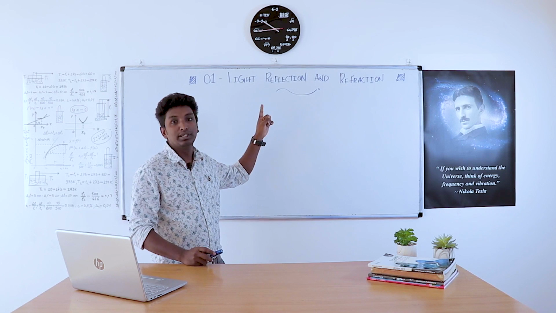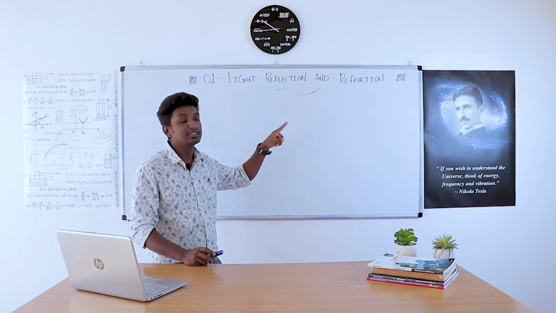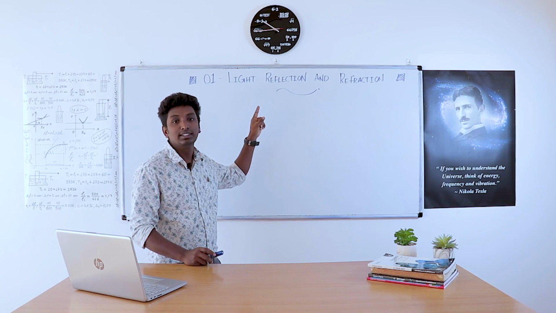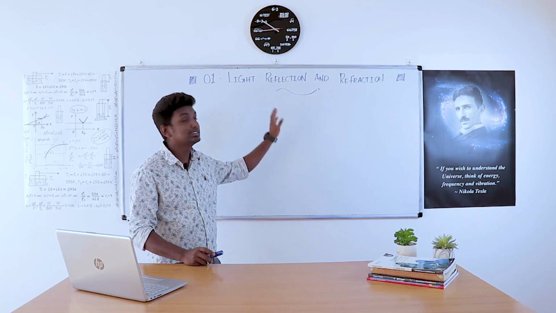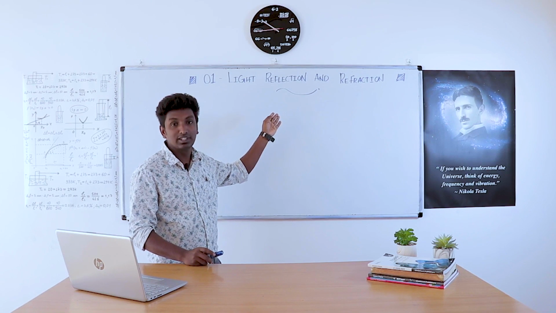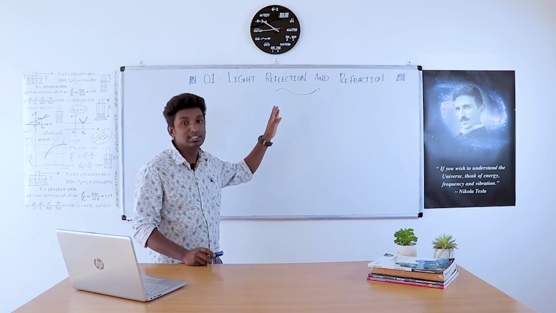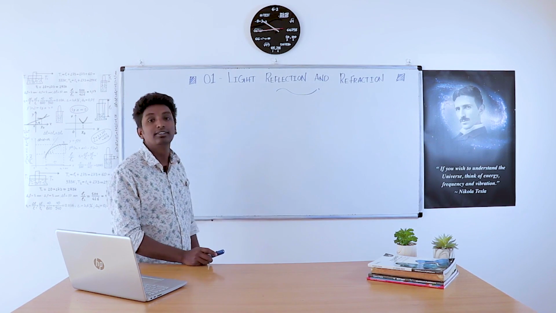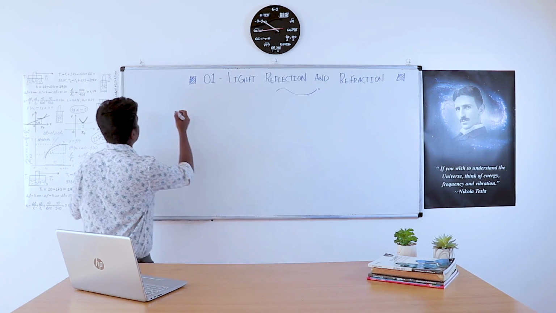So I am splitting this chapter into two sections, reflection and refraction. First we start with reflection, study all the topics related to reflection, and then finish reflection. After finishing reflection, we will go through refraction. The same procedure: we will study all the topics related to refraction and then finish refraction. So, starting with reflection.